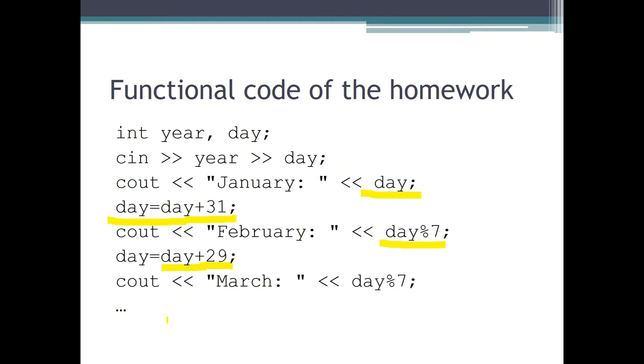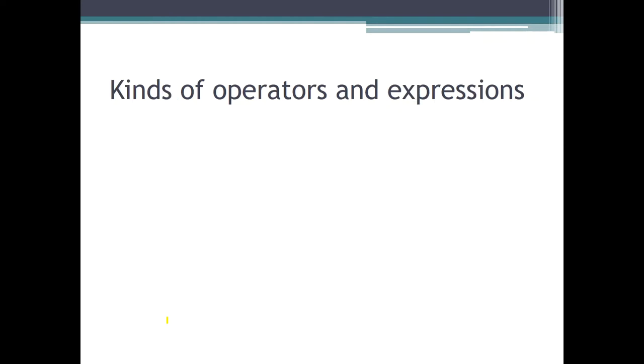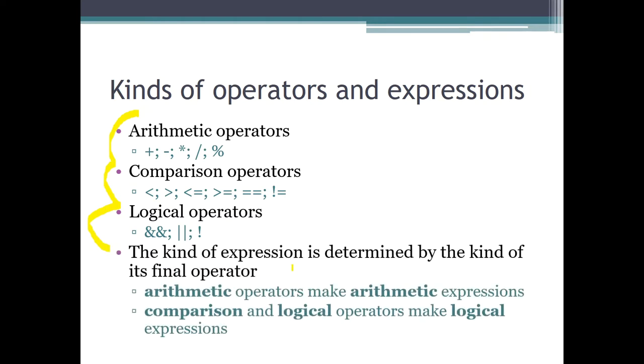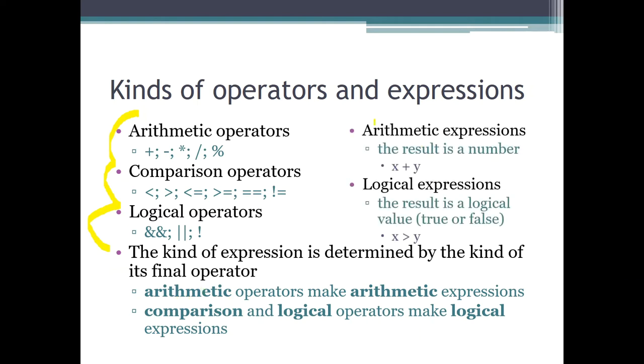Okay, so let's start with today's topic. And let's start by reminding ourselves of the kinds of operators and expressions from the previous lecture. So we saw that there were three kinds of operators: arithmetic operators, comparison operators, and logical operators. And the kind of expression was determined by the kind of the final operator of that expression. So we saw that there were two expression kinds: arithmetical expressions and logical expressions.